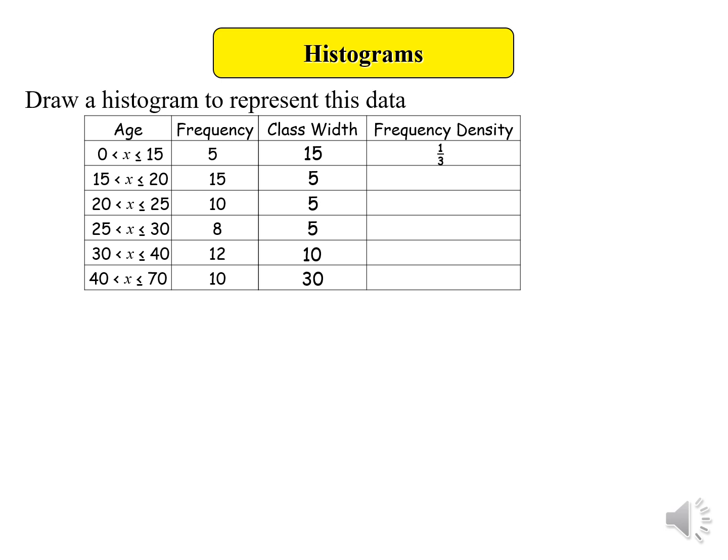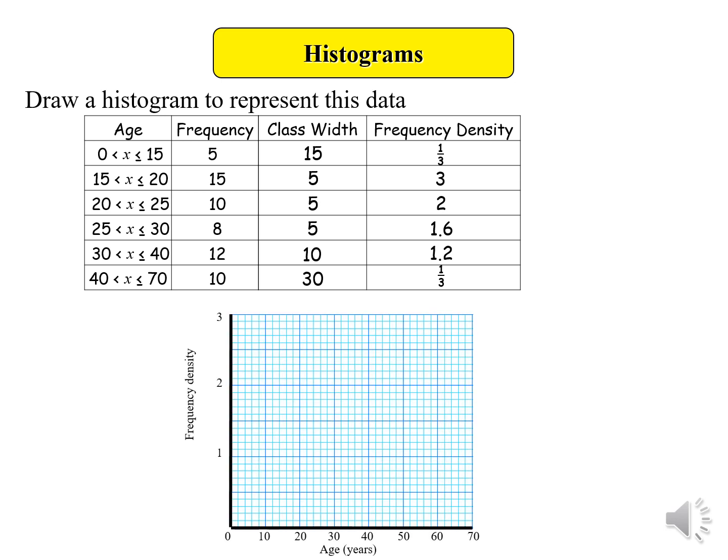Now the frequency density is going to be 5 divided by 15, that is frequency divided by class width. Similarly, 15 divided by 5 will be 3, 10 divided by 5 will be 2, 8 divided by 5 will be 1.6, 12 divided by 10 will be 1.2, and 10 divided by 30 will be the last frequency density. Now with the help of frequency density, we are supposed to draw the histogram.